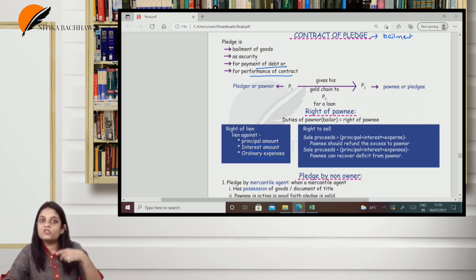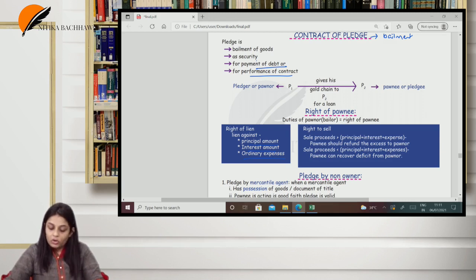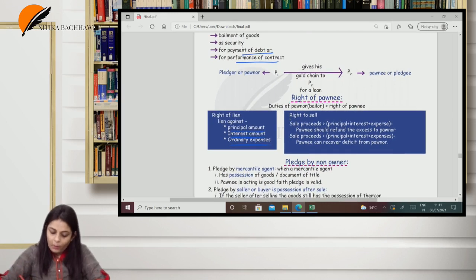So whatever the charges for that bank locker are, if I don't get that, I have a right to exercise a lien over the goods. So I repeat again, the pawnee can exercise a lien not just for the principal amount and interest amount, but also for the ordinary expenses. Now the pawnee shall also have a right to sell.